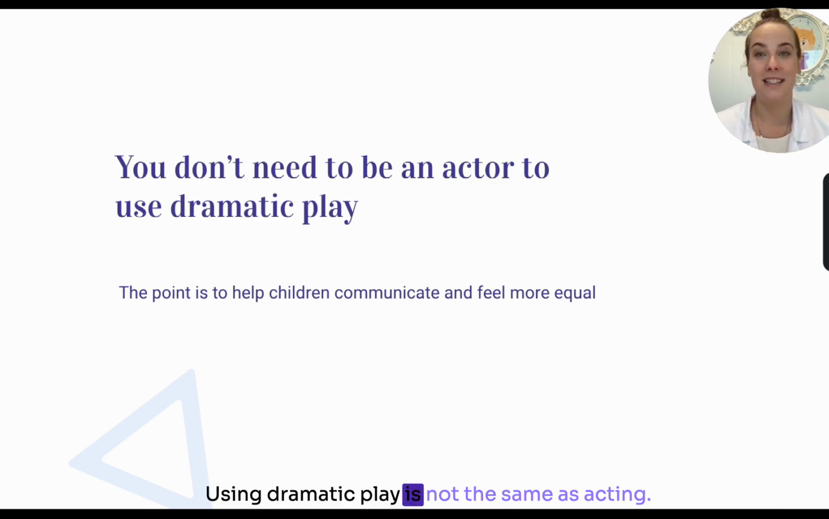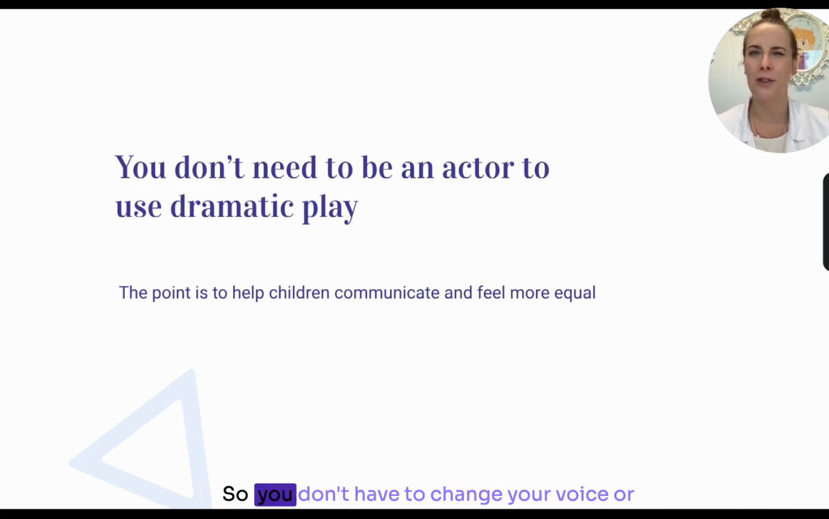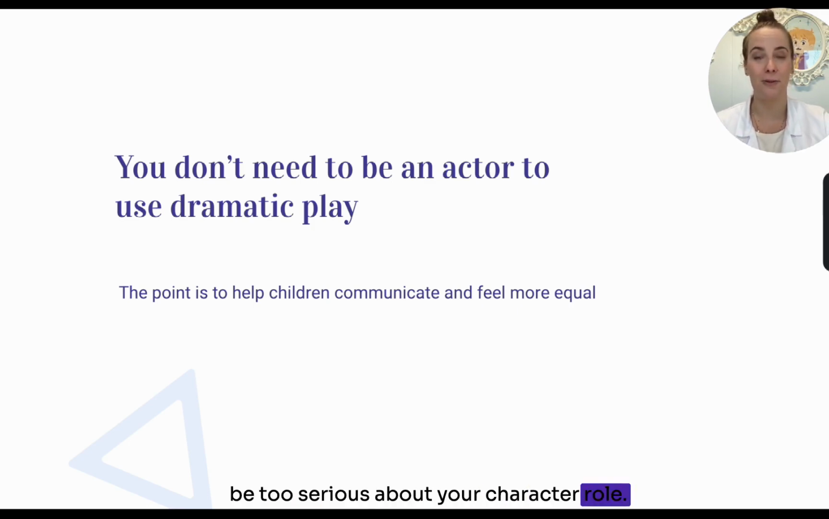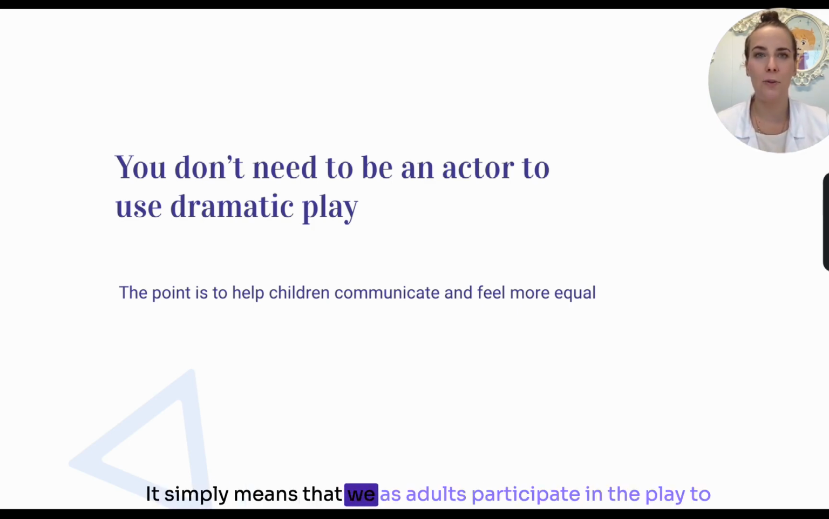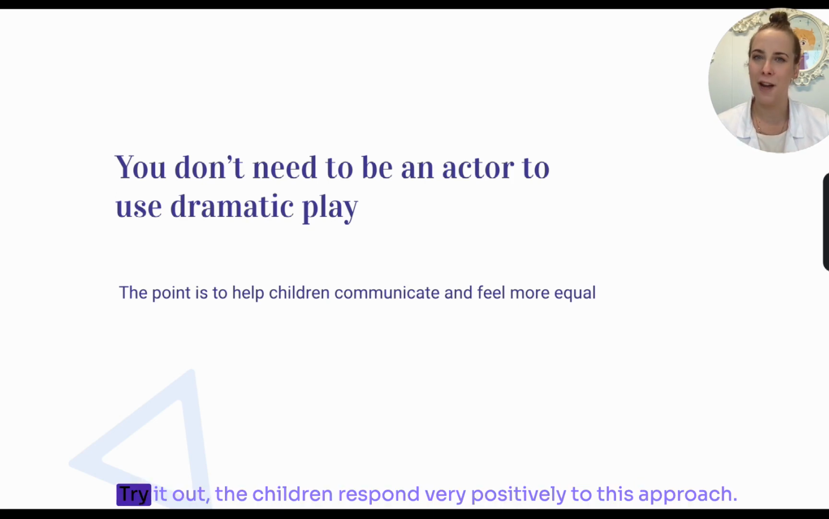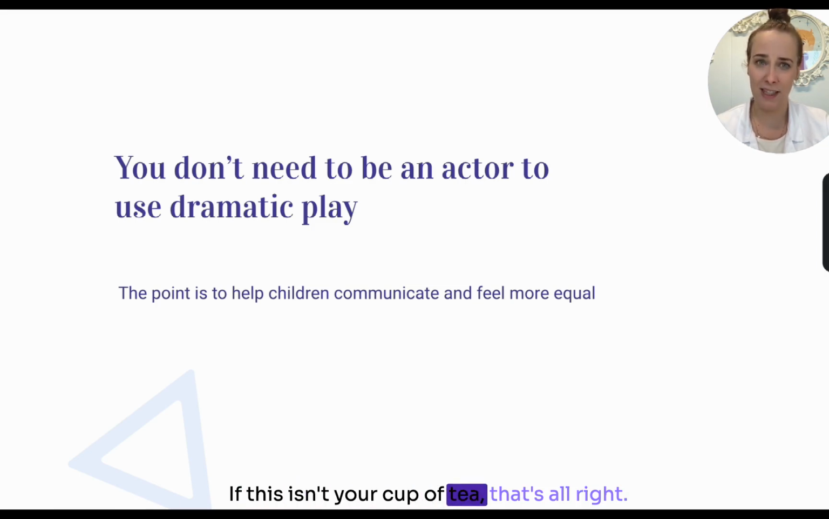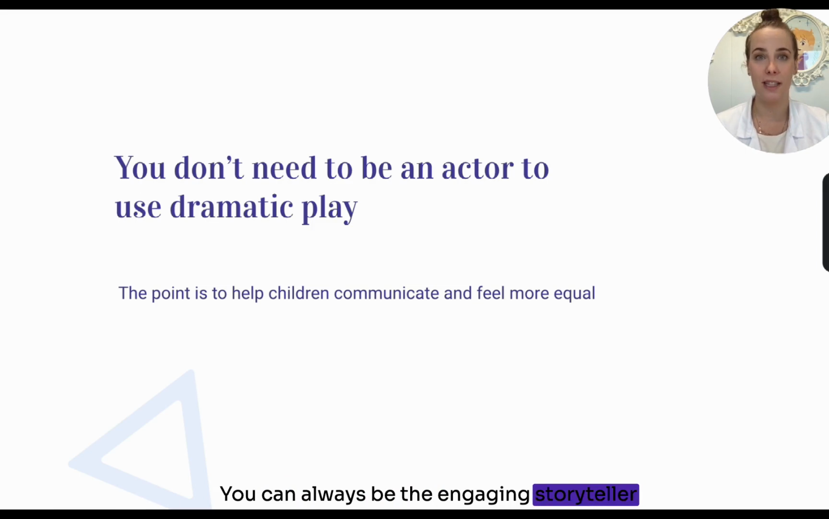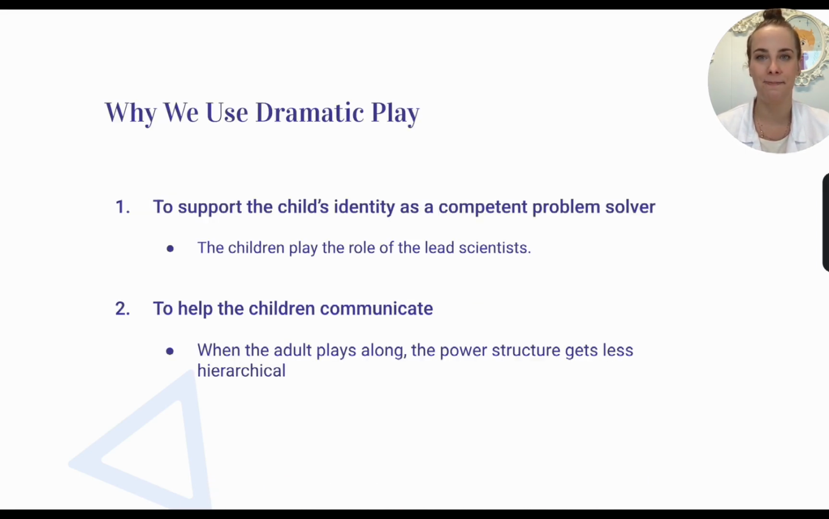Using dramatic play is not the same as acting, so you don't have to change your voice or be too serious about your character role. It simply means that we as adults participate in the play to help children communicate with us and feel more equal. Try it out. The children respond very positively to this approach. If this isn't your cup of tea, that's alright as well. You can always be the engaging storyteller and a conscious facilitator during the lesson.